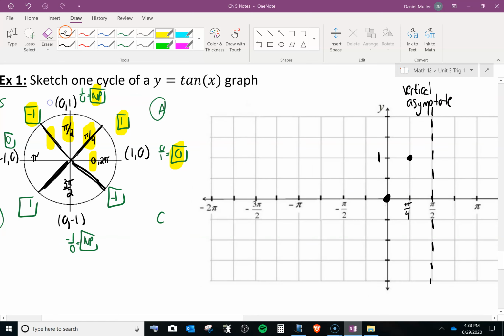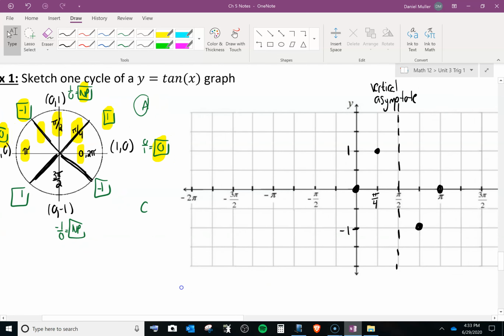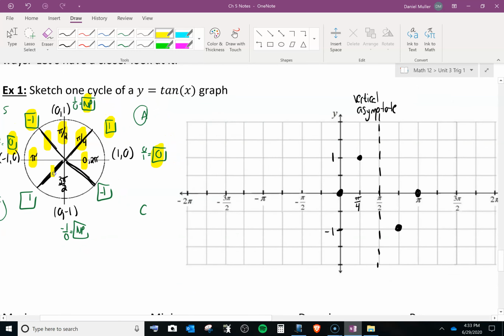And then we're at the halfway point, and we're back down here at negative 1. And then we're at pi, and we're at 0. So at pi, we're at 0. And then the other halfway point, we're at 1. So halfway from here to here, we're at 1 again. And then at 3 pi over 2, we're at not possible. So it's another vertical asymptote.